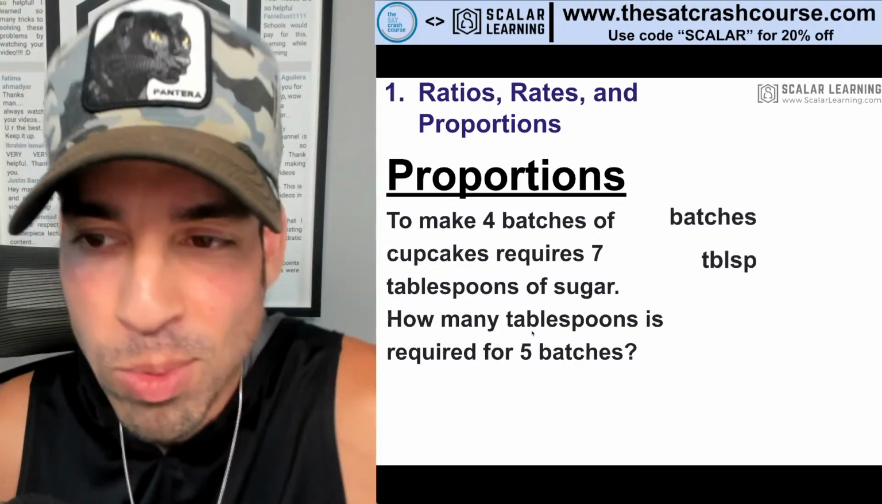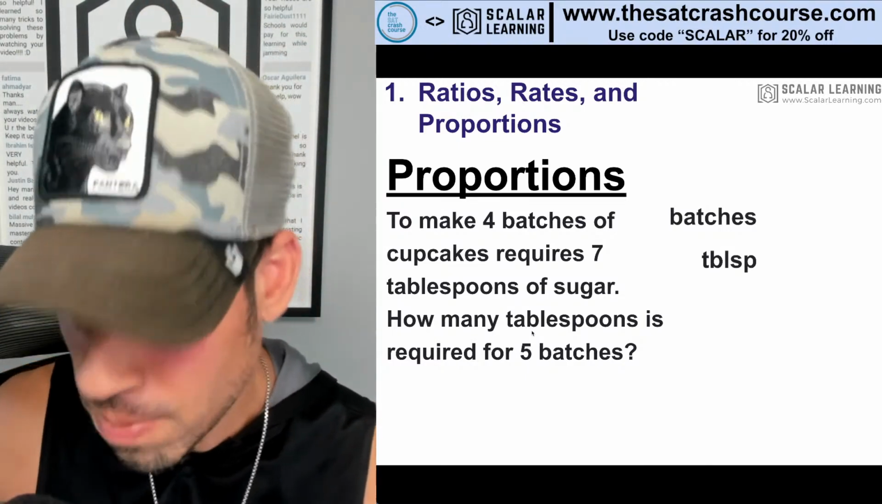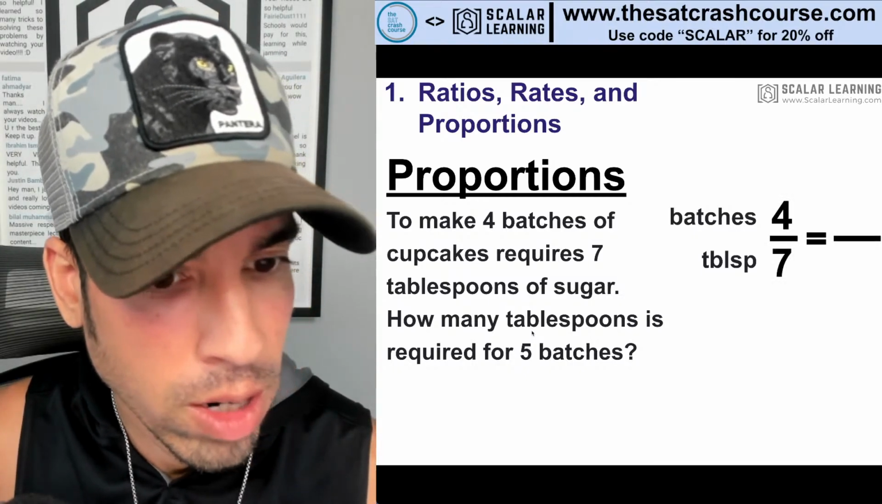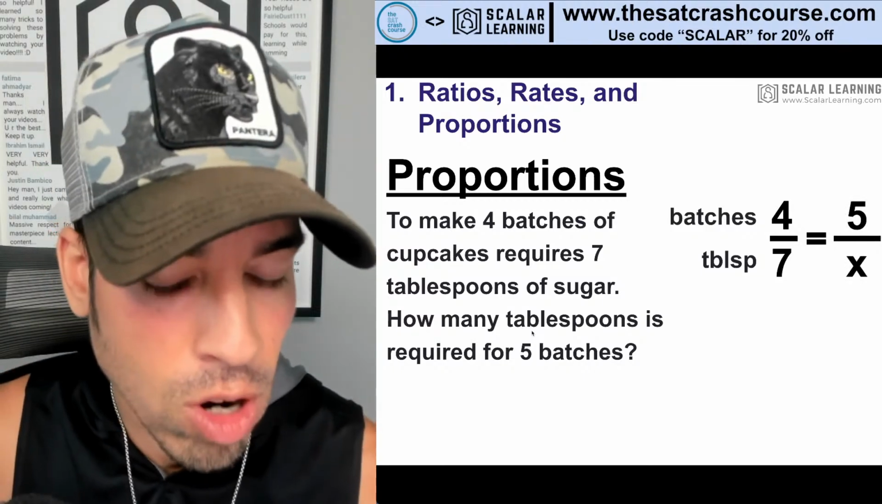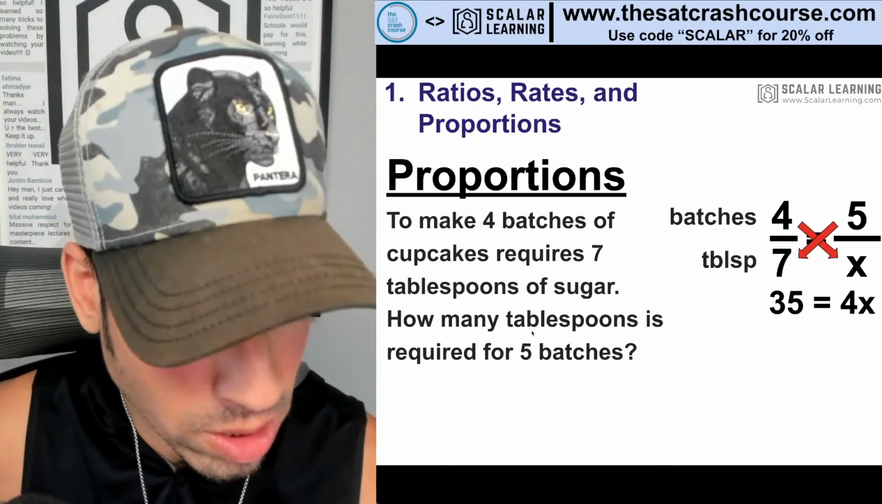So check it out. Same thing. We're going to label the proportion. Very important to have this step. Batches over tablespoons. Again, that's arbitrary. And we know that 4 batches needs 7 tablespoons of sugar. So 5 batches needs how many? That's our unknown, that's our x. Now we're going to cross multiply, and we've got 35 is equal to 4 times x.